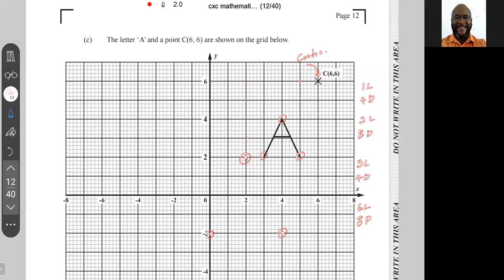And all I have to do now is connect my points. I connect these points, I form my letter A, and then in the middle, I just do this. All right. So that is my enlargement of the letter A with a scale factor of what? 2, and the center of the enlargement is 6, 6.